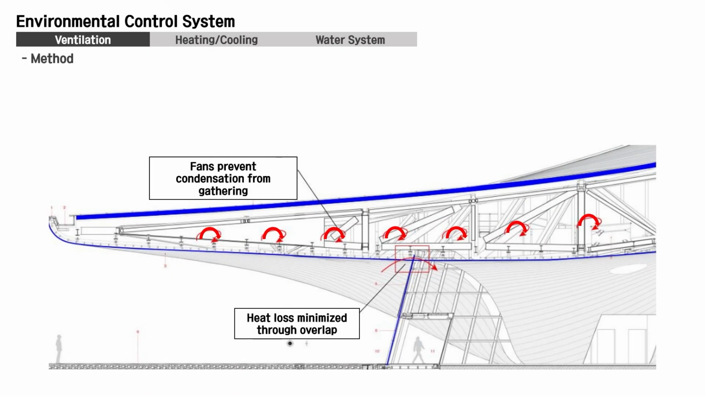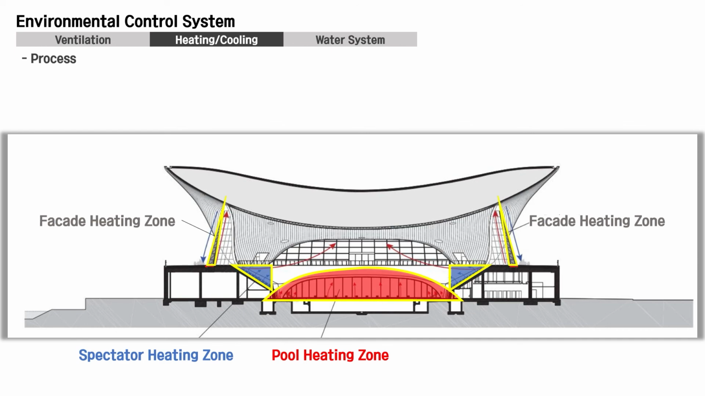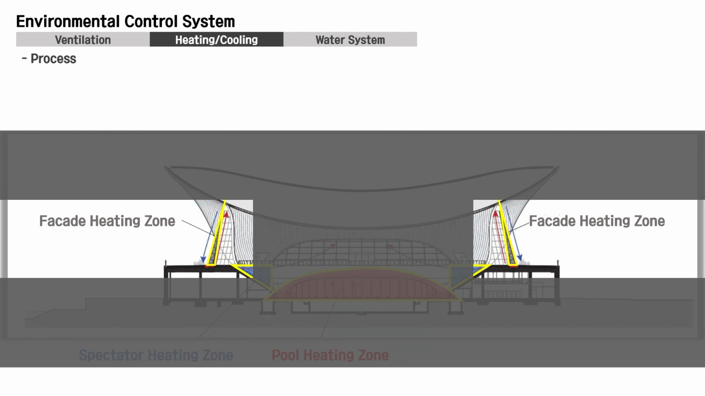They specified a series of large fans, which together keep the air in the roof cavity circulating until it can be collected and recycled. This air movement prevents condensation and problems with bad air quality. The heating and cooling system work closely with the ventilation and air movement strategies, dividing the building into major zones with different climate needs, including the pool deck zone for the athletes and the spectator zone. Let's focus on the most important zone, the facade zone.